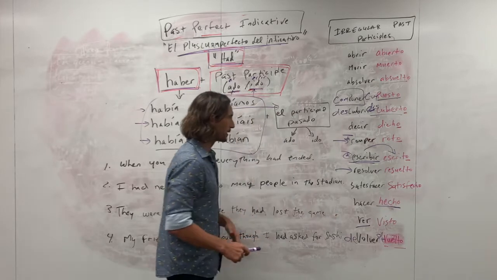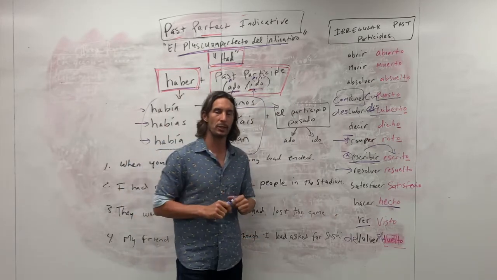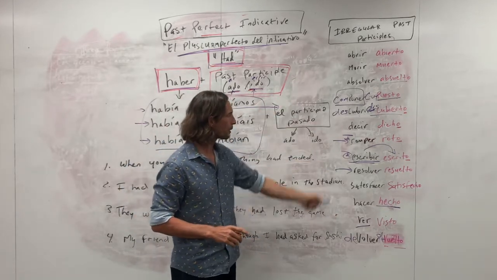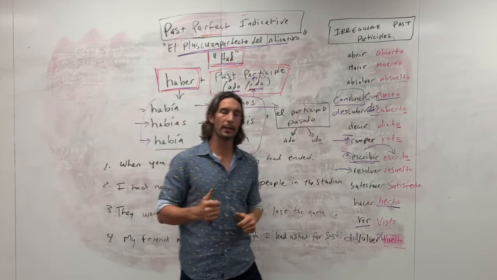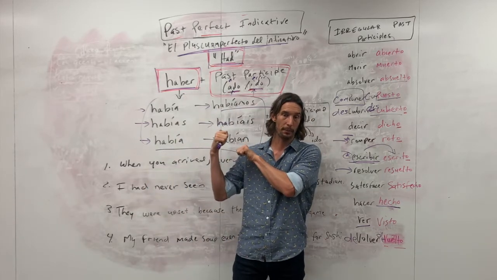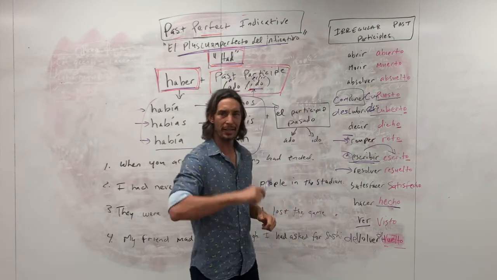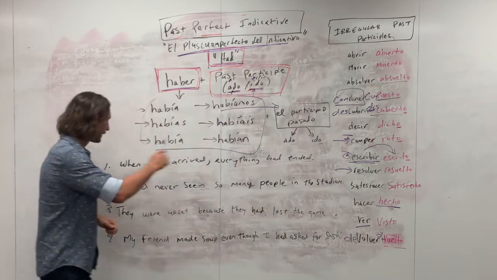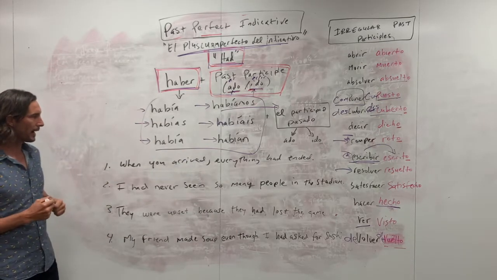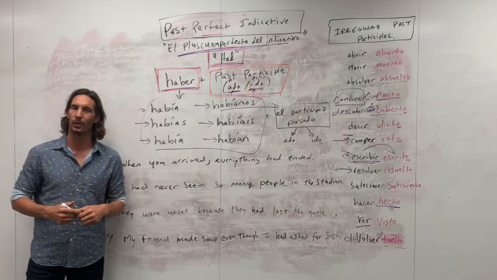So anyways, hopefully that was helpful. And like I said, just to reiterate, what you see here as irregulars are not only irregulars here for the past perfect indicative, but they're irregulars for all the perfect tenses. I think I've said that enough at this point. So let's come on back over here and let's do some translations and call it a day.